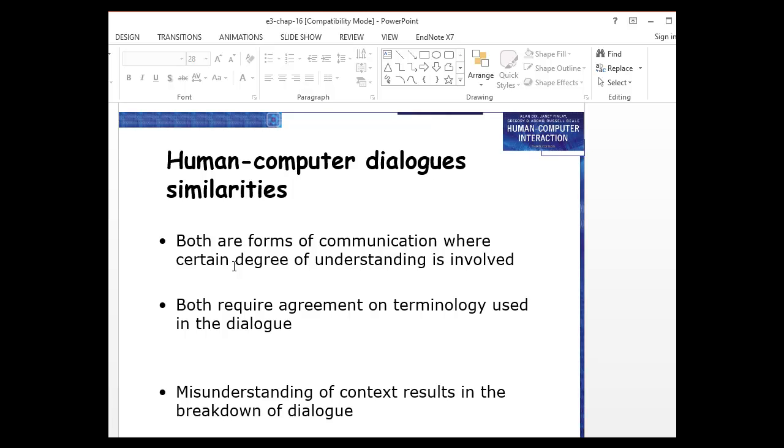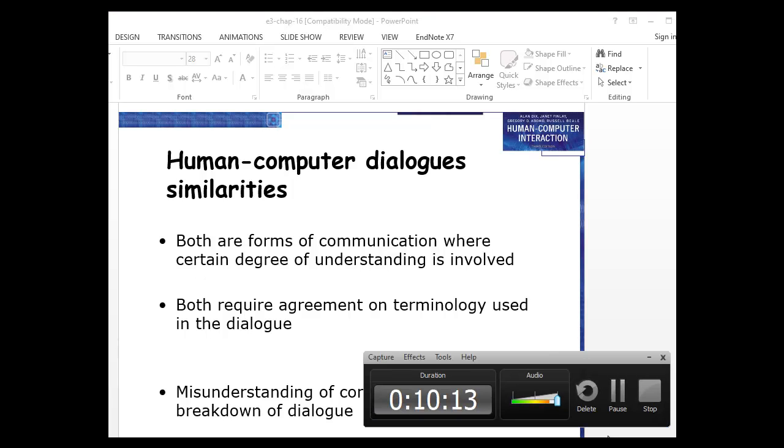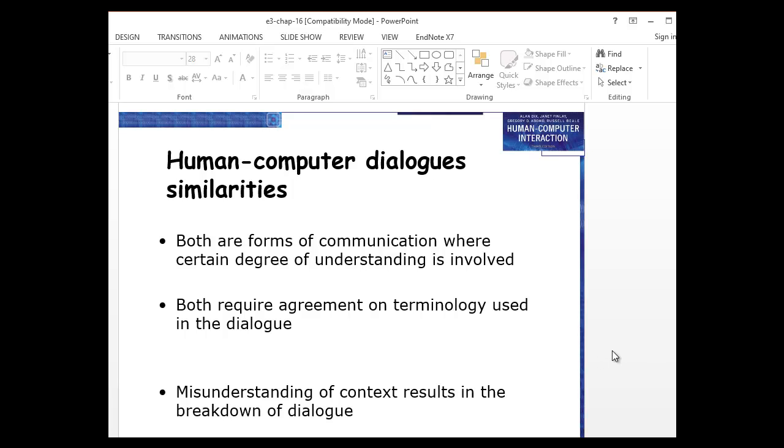Human and computer dialogue similarities. The first bullet explains that both are forms of communication where a certain degree of understanding is involved. A human or computer or any other system will not generate a language or any activity that is not understood by the human or by the computer. They must use a level that can be understood by both parties.